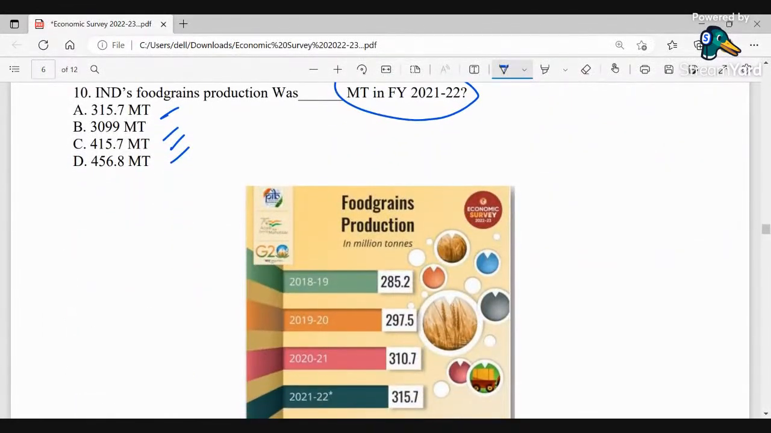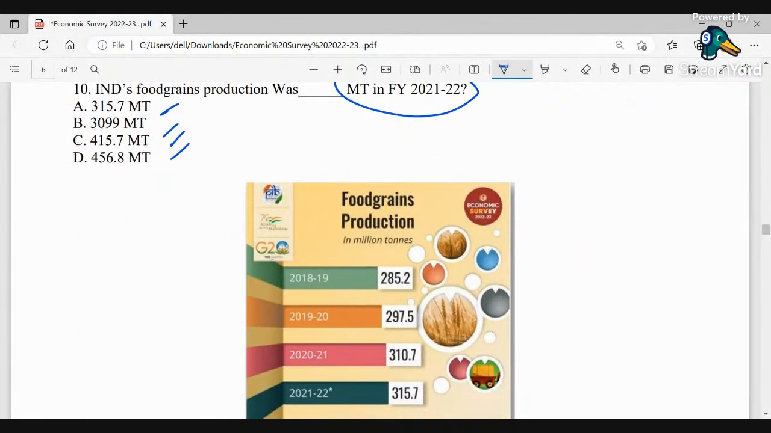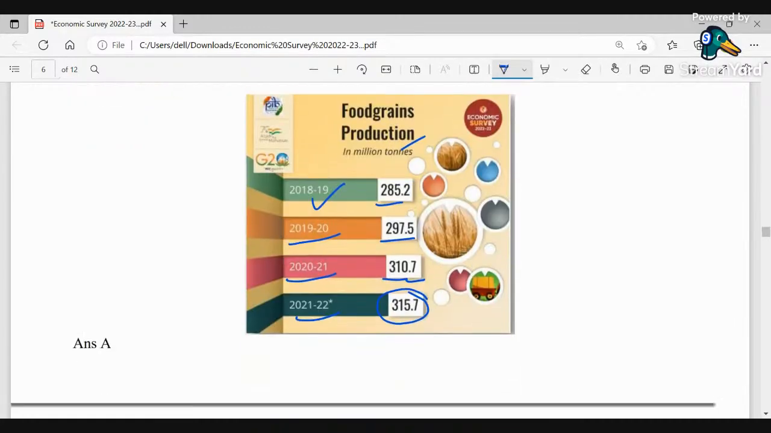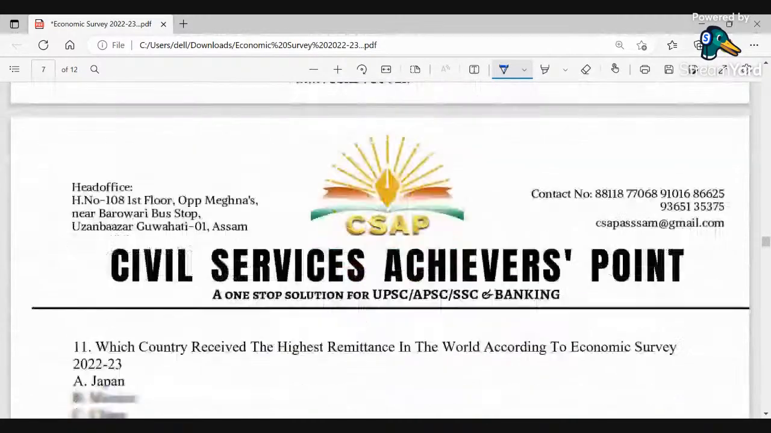So you can see in this. 21-22 is 315.7 million tons. In 2018-19 it was 285.2, 19-20 297.5, 2021 310.7, and 21-22 315.7 million tons. So this is the food grain production of India in this financial year. Okay, so the correct answer is A.